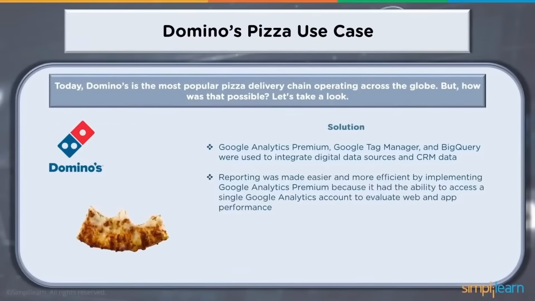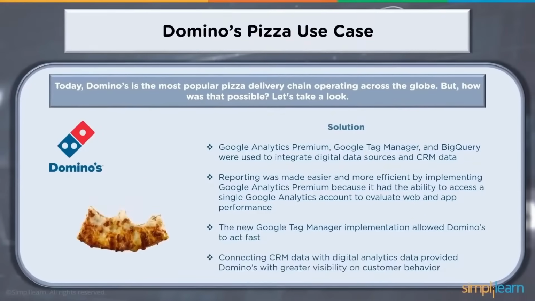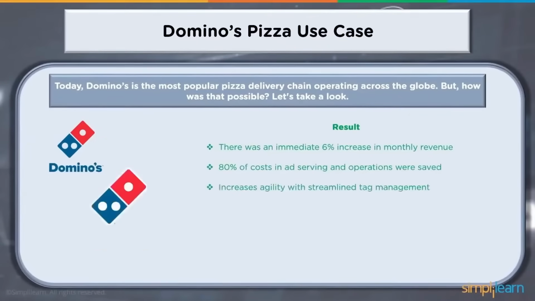Reporting was made easier and more efficient by implementing Google Analytics Premium because it had the ability to access a single Google Analytics account to evaluate web and app performance. By using the new Google Tag Manager implementation, Domino's was able to act fast. They were able to connect CRM data with digital analytics, which provided Domino's with greater visibility on customer behavior. What was the result? There was an immediate 6% increase in monthly revenue, 80% of costs in ad serving and operations were saved, and agility increased with streamlined tag management.